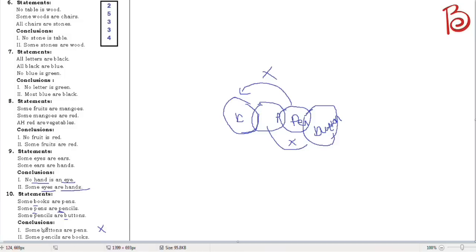Suppose it is the other way around, suppose it is no pencil books, then the option would be 3, because I can draw the diagram here as well. Pencil, because it doesn't make any difference. So this is what you have to be very sure about. Syllogism, these are easy questions. If you know this one, you can go for the complex ones.